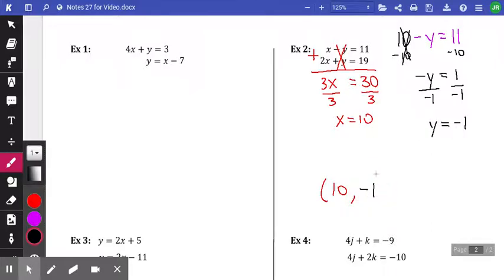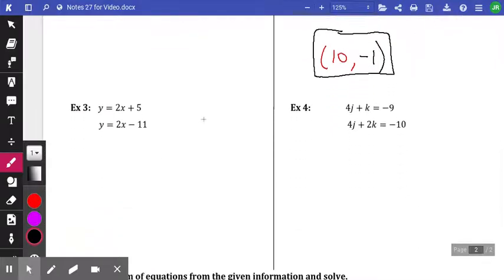So my ordered pair, once again, had I graphed these, I would have had two lines that would intersect at a single point at the ordered pair 10, negative 1. So this solution would be consistent and independent.